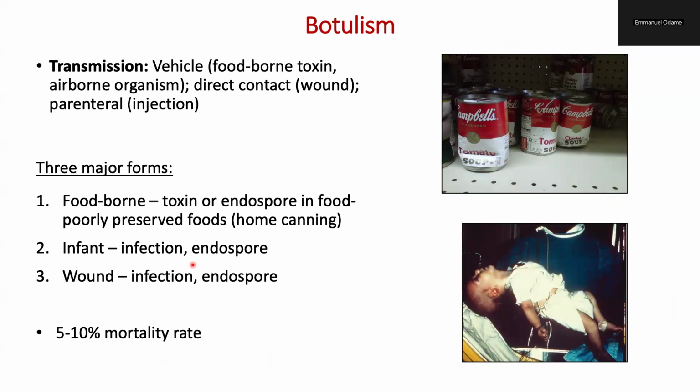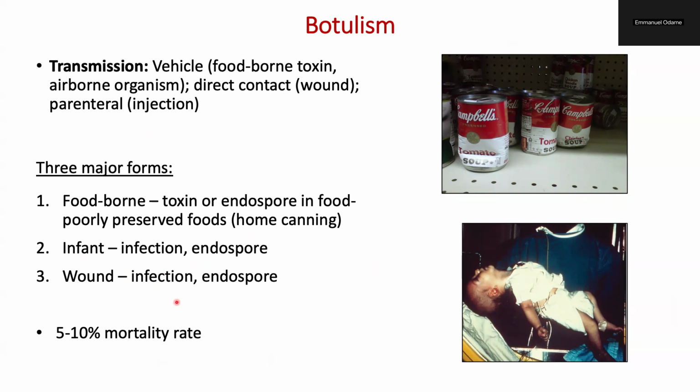It's mostly transmitted through a vehicle, which is more of a foodborne toxin. We also have direct contact, which can be through a wound, and the parenteral one, which is through injections. There are three major forms. We have the foodborne, where you have a toxin or an endospore in your food, like poorly preserved food, and it's more common in home canning when you do it yourself. Then we have infant botulism, which is mostly caused by the endospore, and we have wound infection, which is also caused by the endospore.